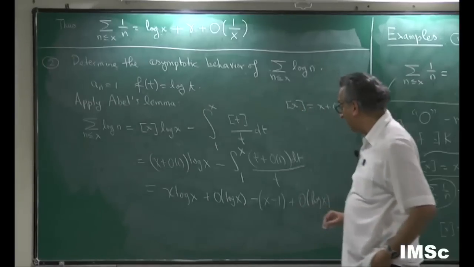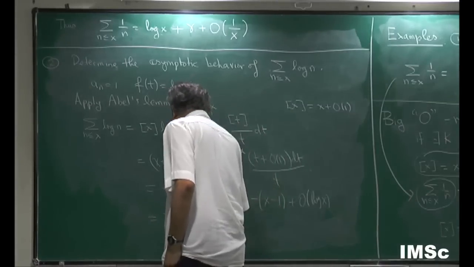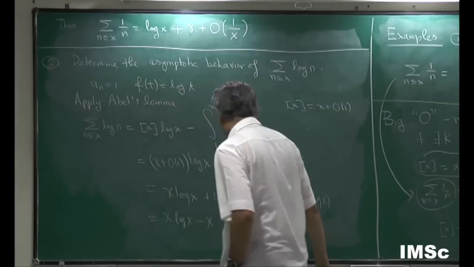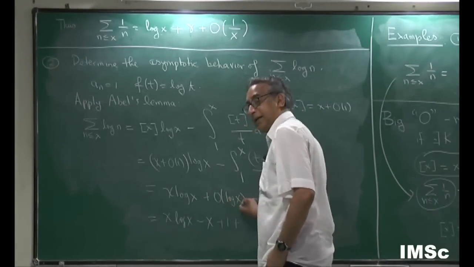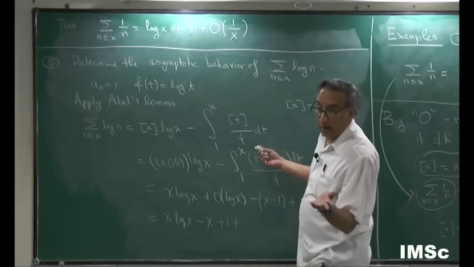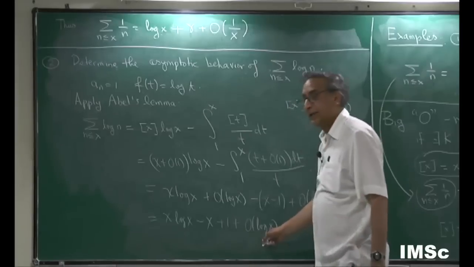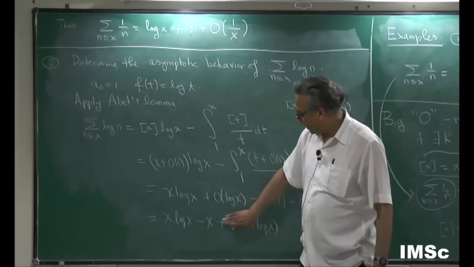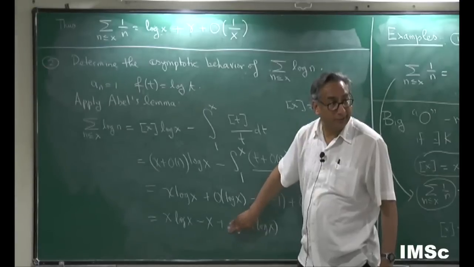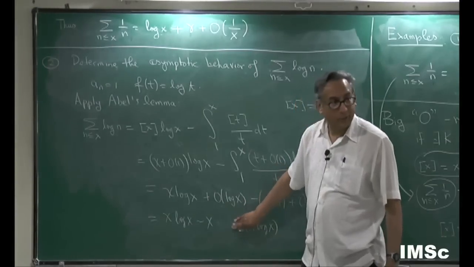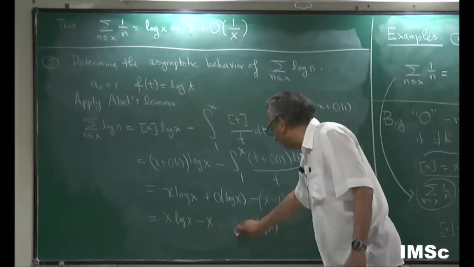Okay? Now, keep in mind that what I have here is x log x minus x plus 1 plus O of log x plus another O of log x, which is O of log x again. And log x is bigger than 1, and so this term is irrelevant now. See how this business works? There's no point keeping that silly 1 there, because that silly 1 is bounded by log x.